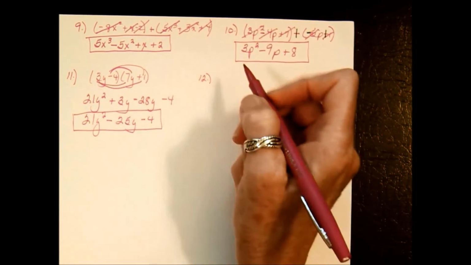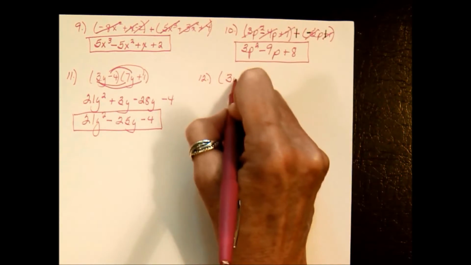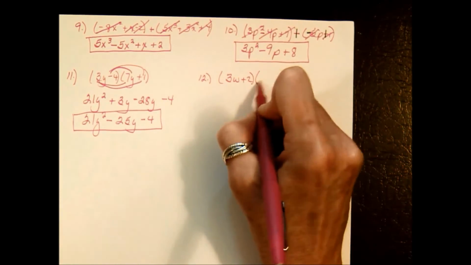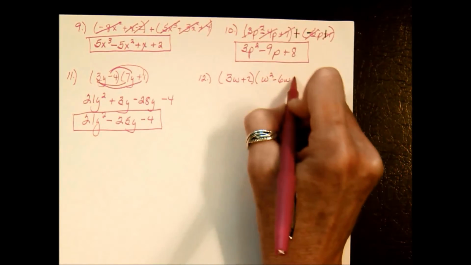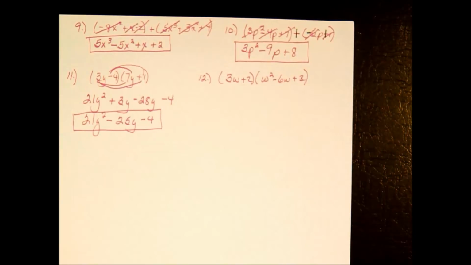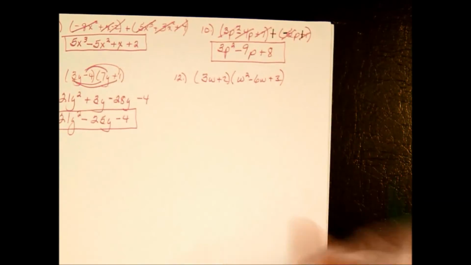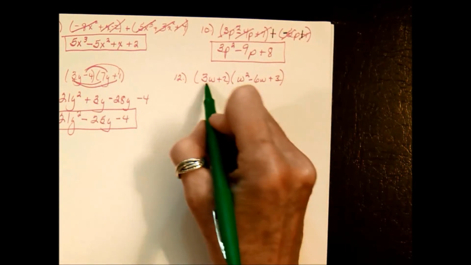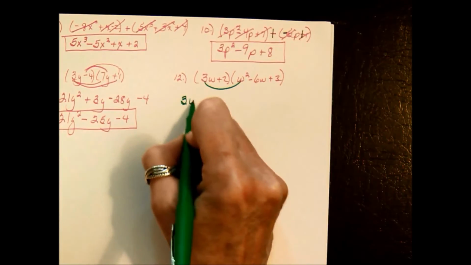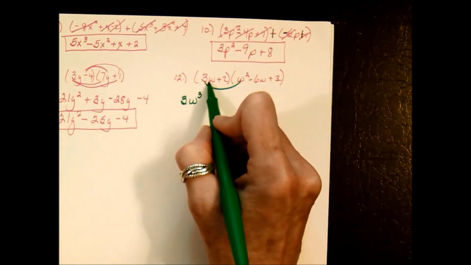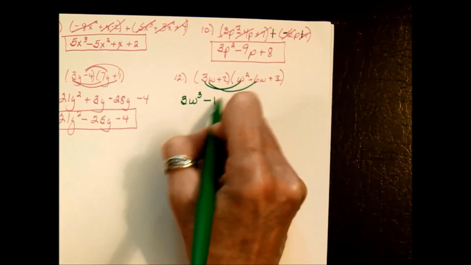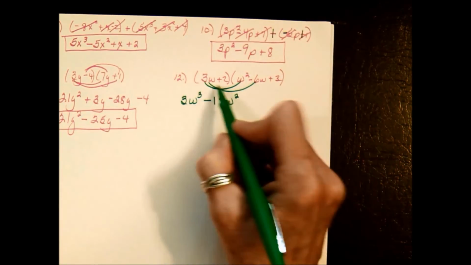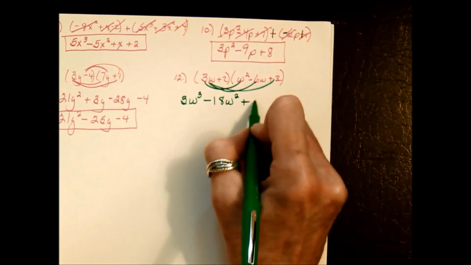Number 12 is multiplication, but it's not a FOIL because there is an extra term in the second piece that I am multiplying. So I'm going to use two different colors to show you what we do. It's a double distributive property, nothing hard about it. We're going to use green and multiply first everything by 3w. So 3w times w squared, 3w cubed, 3w times negative 6w, negative 18w squared, 3w times positive 3, 9w.